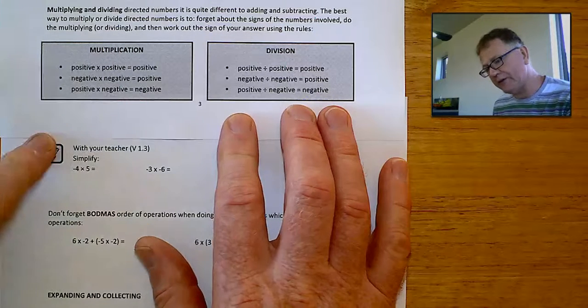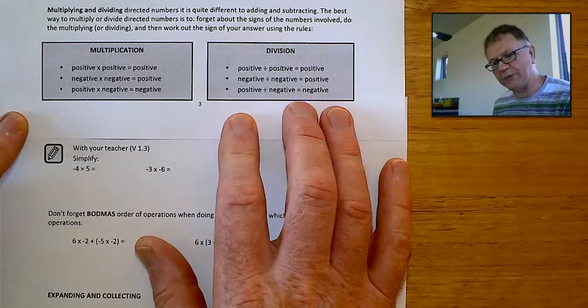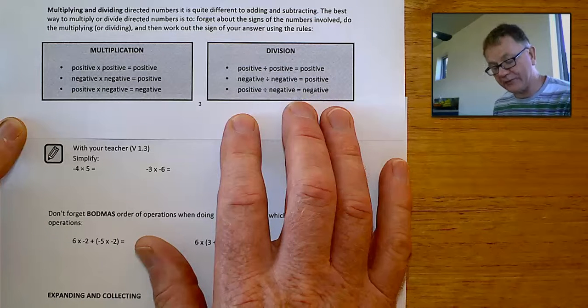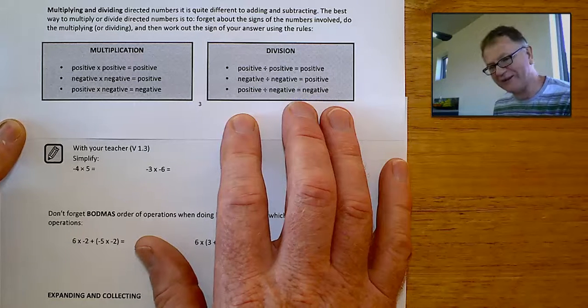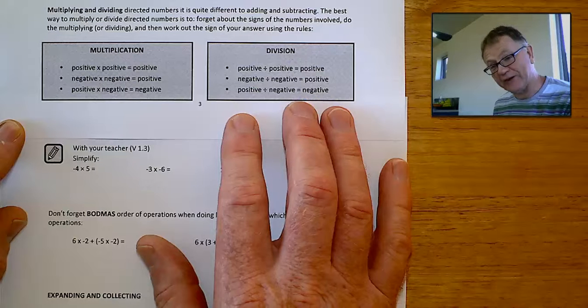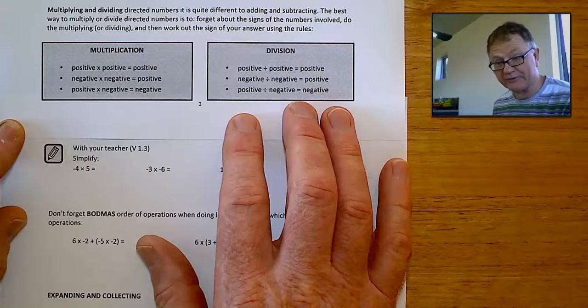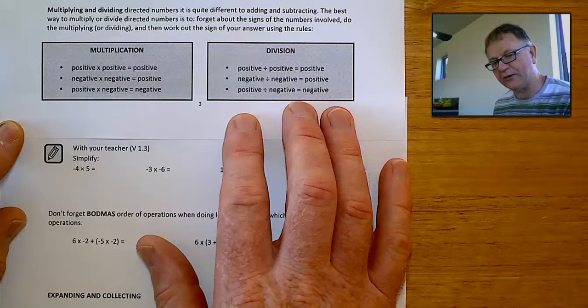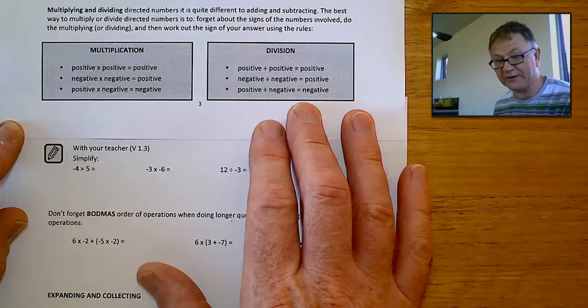So, bearing that in mind, the way to go about multiplying and dividing positive and negative numbers is forget about the positive and negative bits. Just do the multiplication pretending they are normal whole numbers, and then work out what sign your answer is going to be. Work out if your final answer is going to be positive or negative.